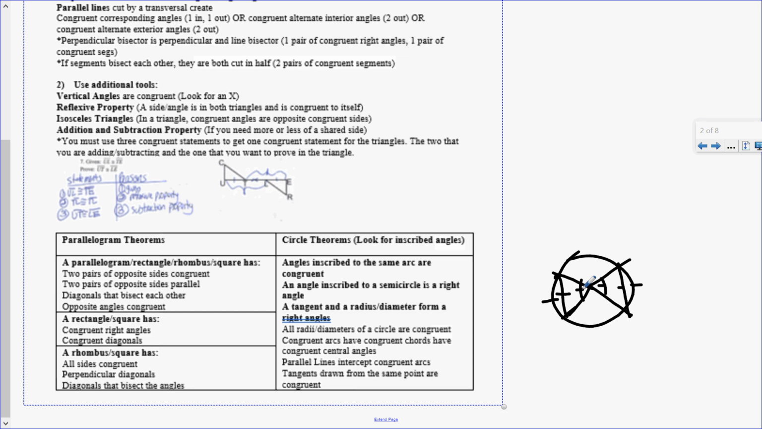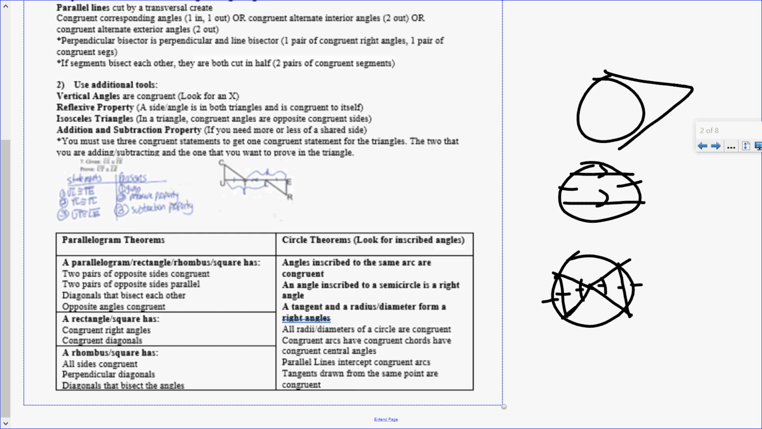Basically, once you have one, you have all three. Parallel lines intercept congruent arcs. We talked about that as well, actually, in the same lesson. If these are parallel, then these are congruent. We talked about that. And tangents drawn from the same point are congruent. We also did a lesson on that. So those can come up in proofs, but generally the inscribed is what you're looking for, the big three, and then the radii diameters being congruent is something that you will probably see as well.